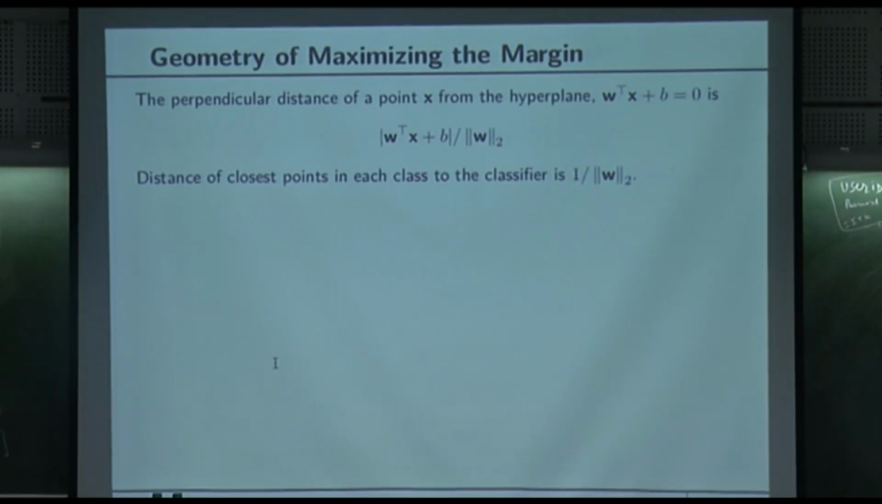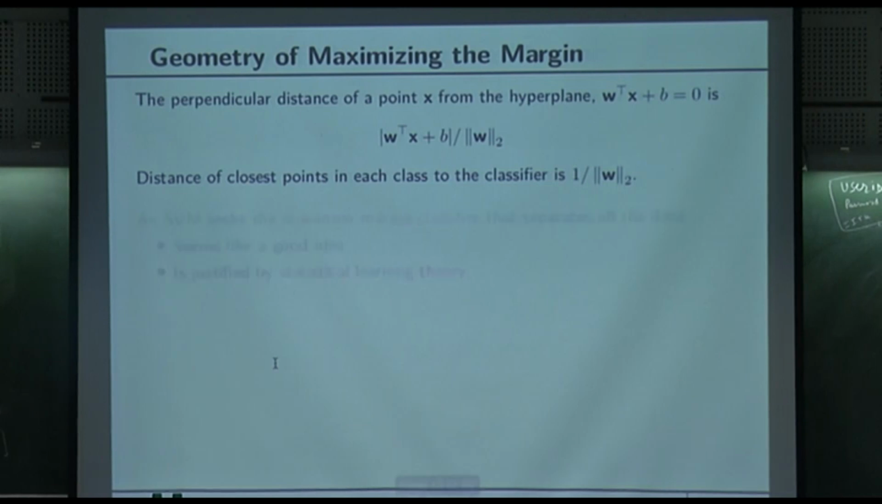And what is the 2 norm of W? It's each of the components of W squared, square root. And so this is what the expression is. So the distance of the closest points to each class of the classifier is 1 over this. Why did I come up with this? Remember, I have assumed that for all the positive class, W transpose x plus b is greater than or equal to 1. For all the negative class, W transpose x plus b is less than or equal to minus 1. So for the closest point, this quantity is equal to either plus 1 or minus 1. So therefore the distance between them is proportional to 1 over the norm of W.